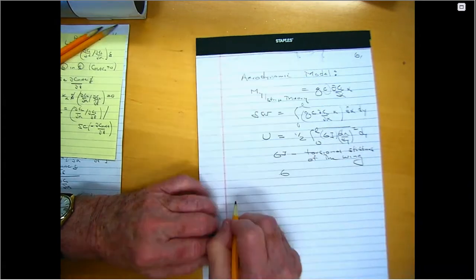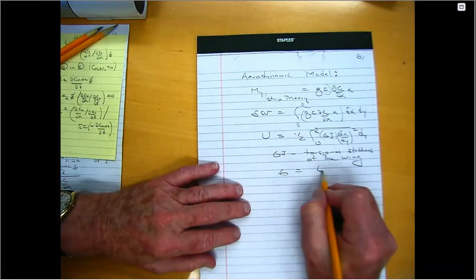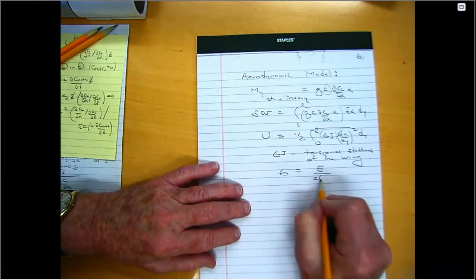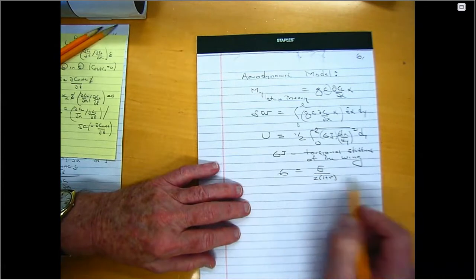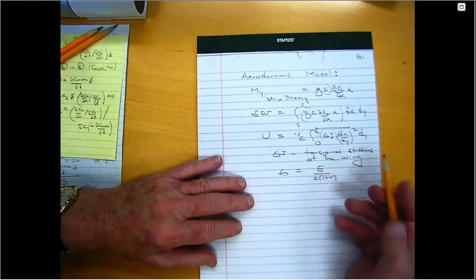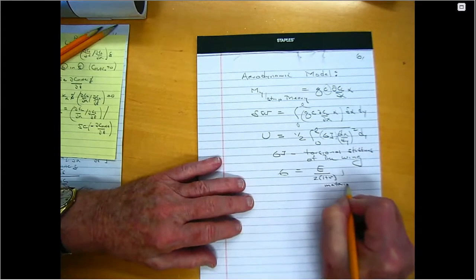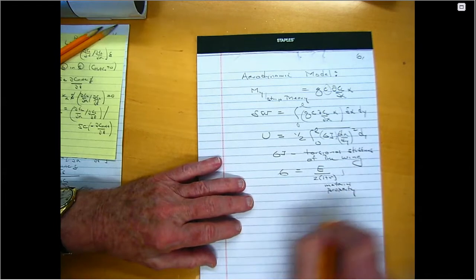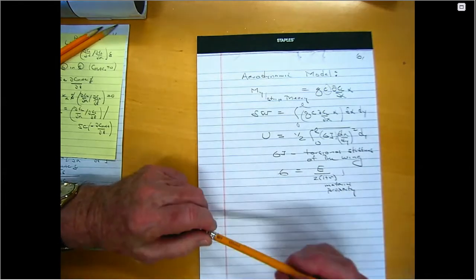G is the shear modulus of the material, a pressure. It turns out to be, for an isotropic material, E over 2 times (1 plus nu), where E is the normal bending modulus and nu is the Poisson's ratio. It's a number, a material property, with the dimensions of pressure, force per unit area.